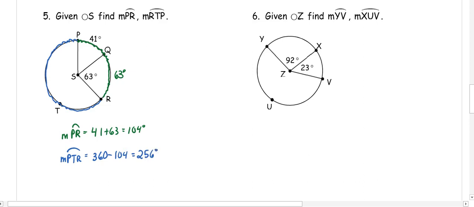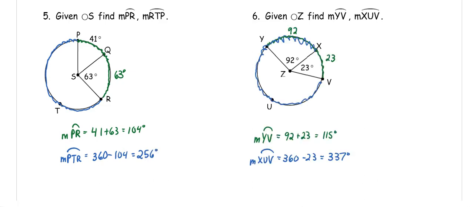Pause this and try number 6 on your own. In number 6, you should have been able to add those two central angles together to get that arc YV is 115 degrees. Then the other arc, XUV, you followed around the 23 degrees, so we can do 360 minus 23.